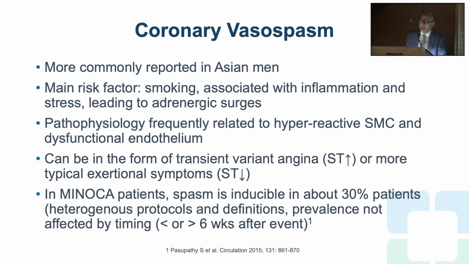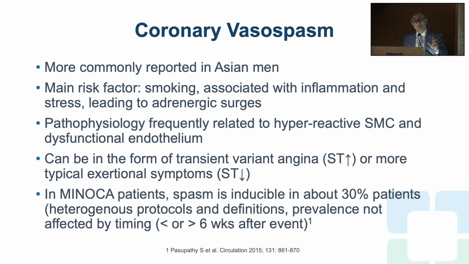Spasm is more common in men, especially in Asia. I think this may change as we study spasm more in the Western world. I think most of the studies came from Japan for a long time. It has some association with smoking and inflammation. The pathophysiology is related to hyperreactive smooth muscles and dysfunctional endothelium.